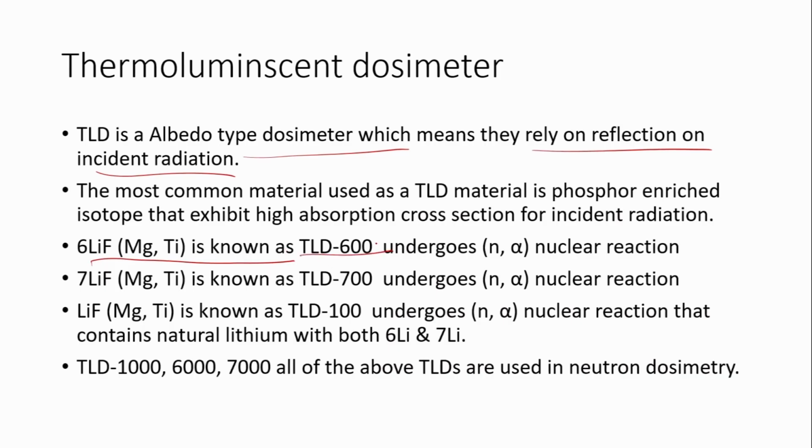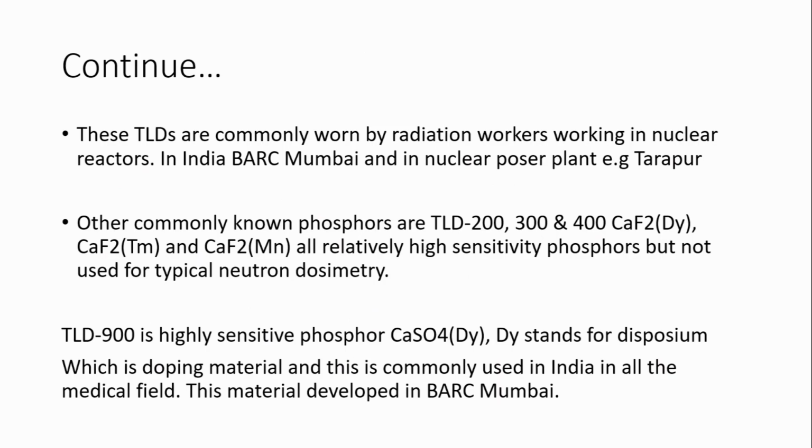There are a number of TLD materials available. Out of that, some we will discuss: 6 lithium fluoride, 7 lithium fluoride, lithium fluoride, and according to the type of material used in the TLD, it has been numbered like TLD 600, 700, TLD 100, TLD 1000, TLD 6000. These TLDs are commonly worn by radiation workers working in the nuclear field, in nuclear reactors, which we discussed.